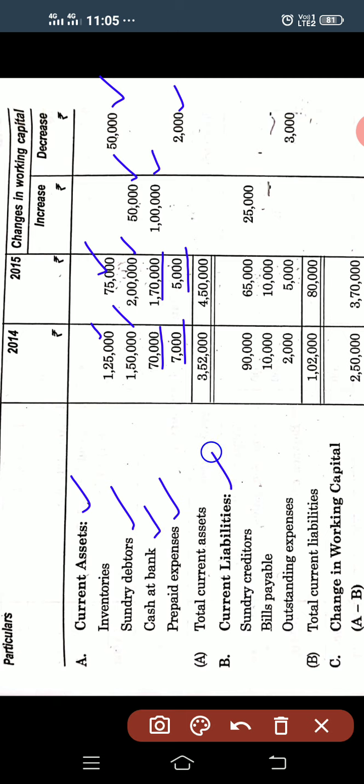Next we'll consider the current liabilities, that is sundry creditors. Here it is 90,000 and here it is 65,000. Here it is a decrease in the current liabilities. If current liabilities are decreasing, there is an increase in the working capital. So it is the opposite of the current assets. Here current liabilities are decreasing, that means the working capital is increasing. So we have to write the difference in the increase column.